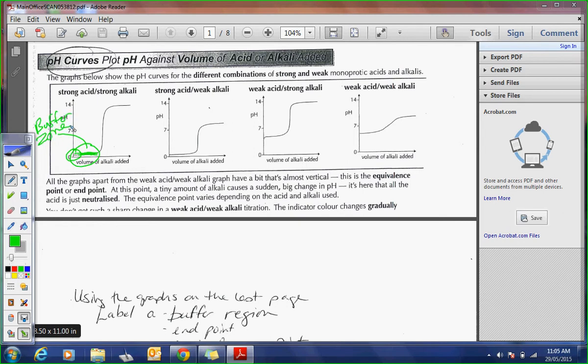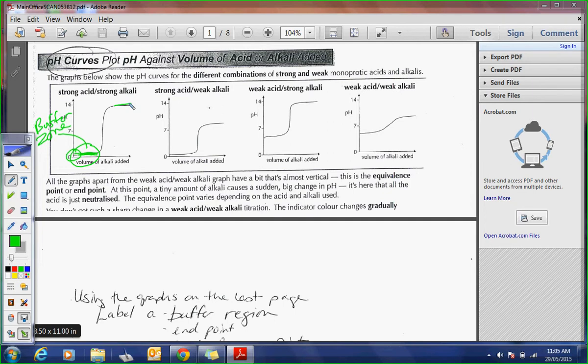Tomorrow, or Monday's lesson, the next lesson, is looking at the buffer zone and what exactly a buffer is. But right now we'll just label it on the graph as the buffer zone. It means it resists change. So you've added 15 mils of base, and the pH is basically the same. So it's buffered. It resists the change. Did you get that? So there's a buffer zone there. This flat zone is not a buffer zone. That just means all the acid, well, we'll get there in a second.